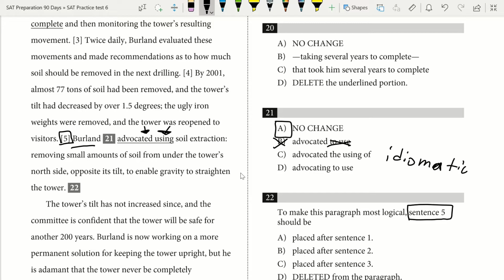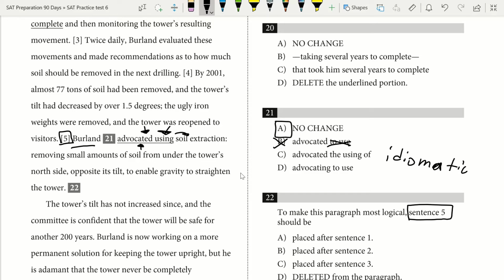So idiomatic questions, or idiom questions, deal with pretty much how you would normally talk. What would you say? What prepositions would you use? What word choice would you use? Things like that. In this case, it's really dealing with prepositions and also verbs. Advocated is going to act as the main verb, and then using is going to talk about that soil extraction. So our answer for 21 is going to be A.